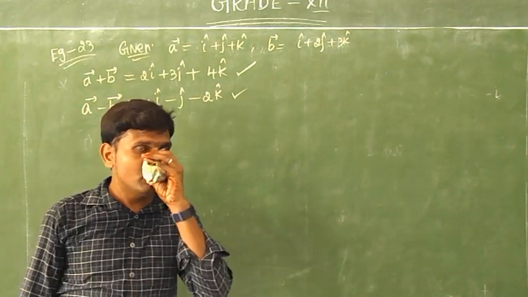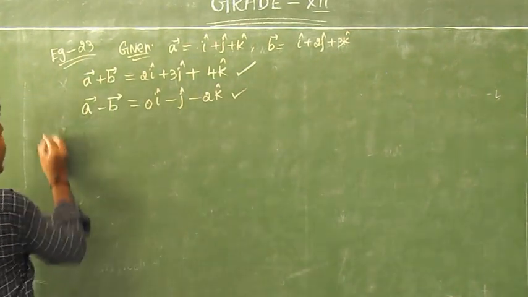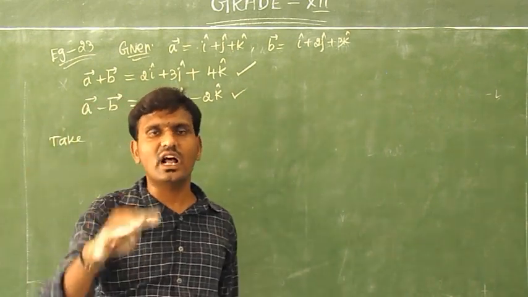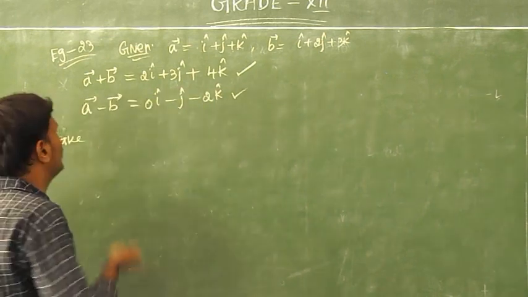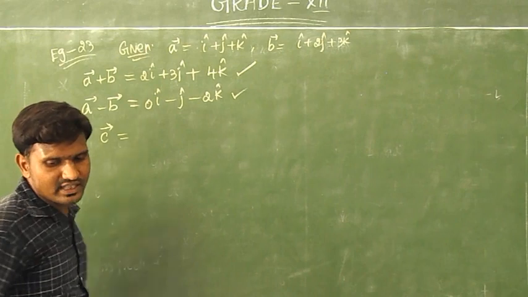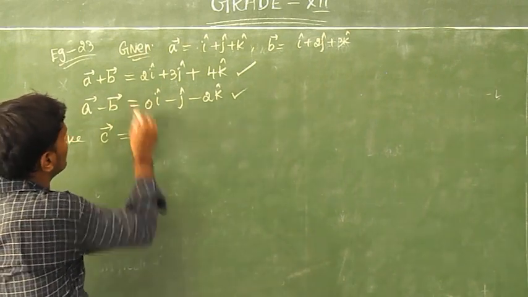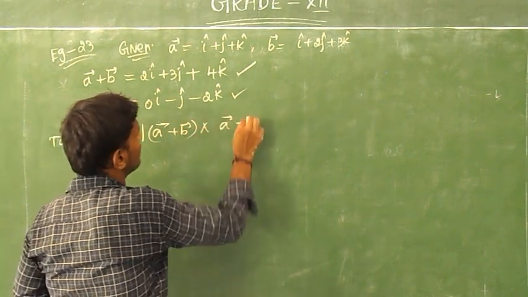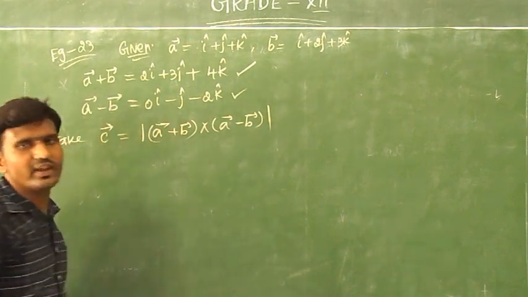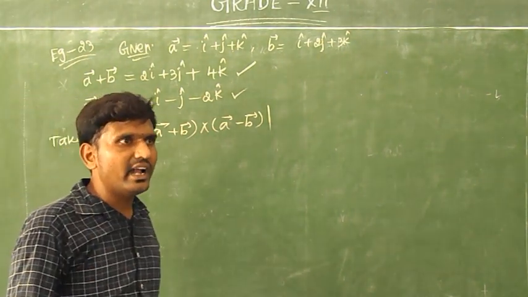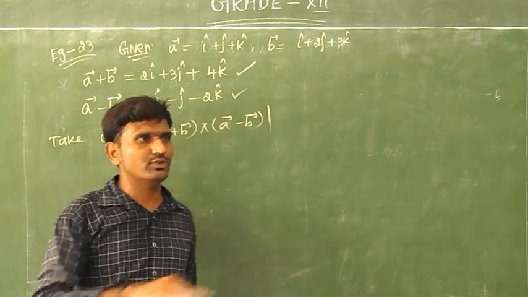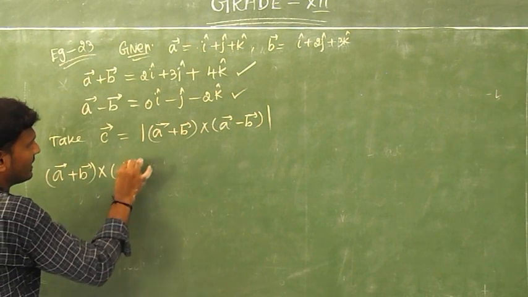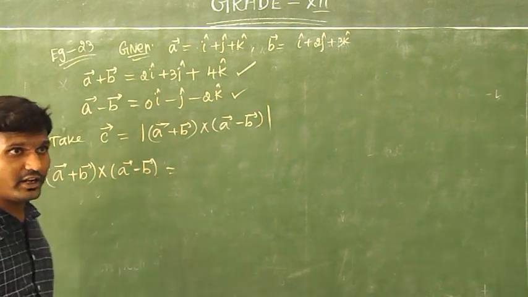Now suppose we take any letter from your book. It is given as c vector, or otherwise you can use any alphabet, it is not a problem. Take c vector which is equal to the cross product, that is, a vector plus b vector cross a vector minus b vector. So this is your c vector. First we have to take a cross product, and then take the magnitude. So how to take a cross product, you know?